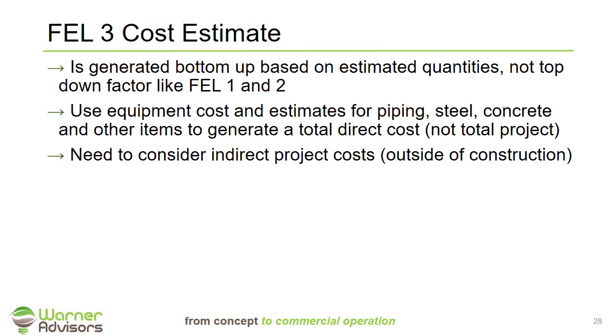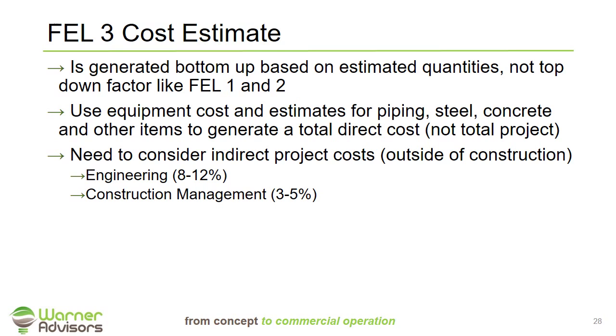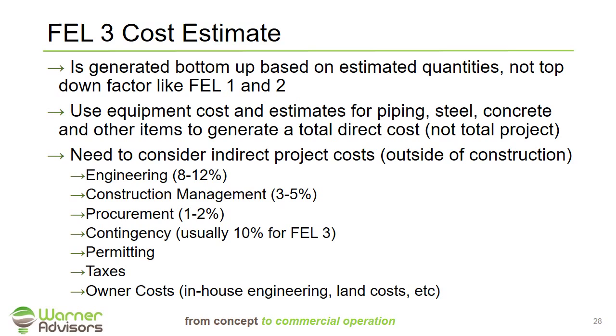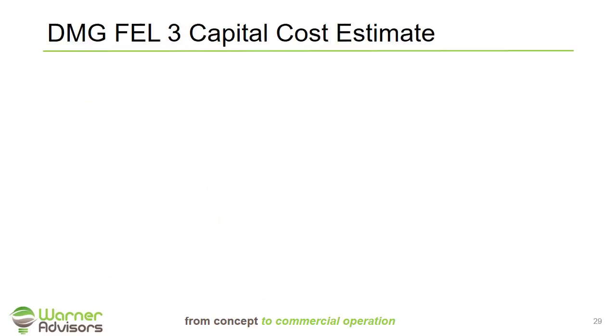We need to consider what are called indirect or often called soft costs, in that they're outside of construction. The major portions of these often include engineering, which typically runs 8 to 12% of the direct construction cost, construction management, 3 to 5%, procurement, 1 to 2%, contingency, which we'll discuss some later, is usually in the range of about 10%. There's also costs for permitting, taxes, and other owner costs, such as in-house engineering, land costs, and those items.